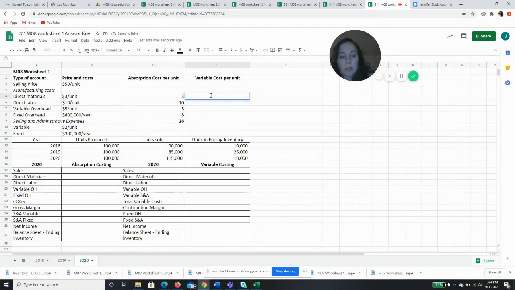For variable costing, we'll just include the direct materials, direct labor, variable overhead, but $0 for fixed overhead because we do not include fixed overhead in product costs under variable costing. And that gives us our $18.